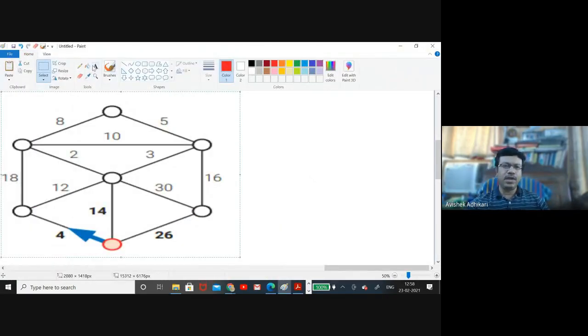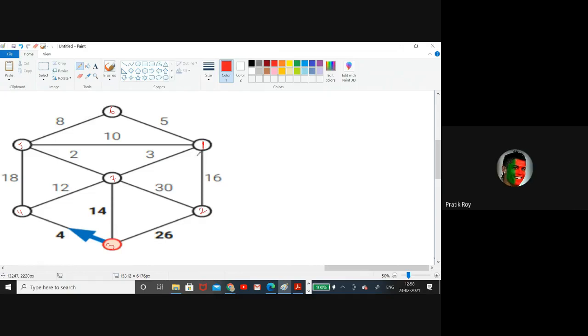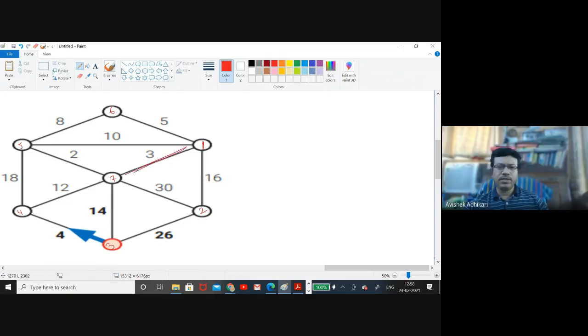Let's start with any other vertex. For example, suppose I have taken this as 1. Say 1, 2, 3, 4, 5, 6 and then 7. Now tell me, from 1 where should I first go? What should be my first move? 7, by 3, right? Because from 1 I could have gone to 5, 10, 3, and 16, out of which 3 is my minimum. So I have taken 7.